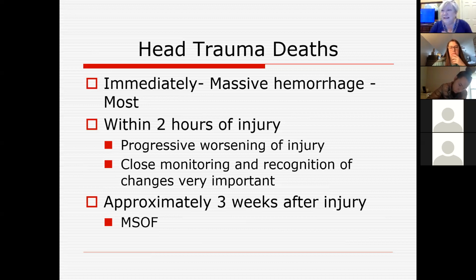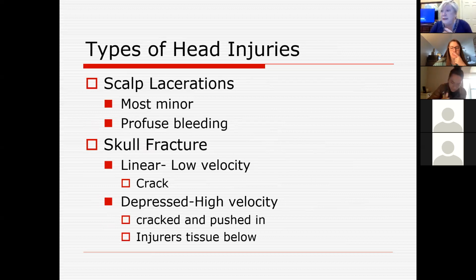Good for you. Okay. So a lot depends on how much your brain's injured and what's going on, because we know lots of people with concussions and not so major loss of consciousness live. But statistically, more will die than will live. So again, head injury can start with a simple scalp laceration. It's the most minor, but the scalp tends to bleed tremendously.